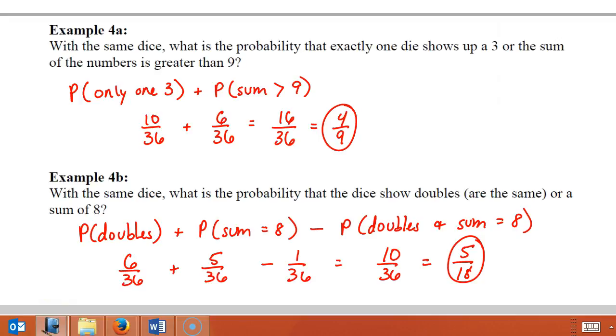Again, by the way, there was no overlap, as you could see from the previous screen, so we're not going to have to subtract anything. So we just add to the previous fraction, the sum being greater than 9, which is 6 out of 36. Add those together, you get 16 over 36, or 4/9. And then you can check and see what you should have gotten on the next example.